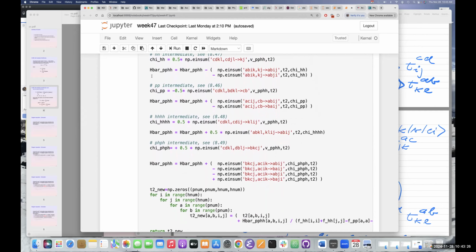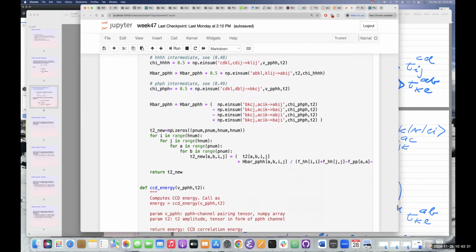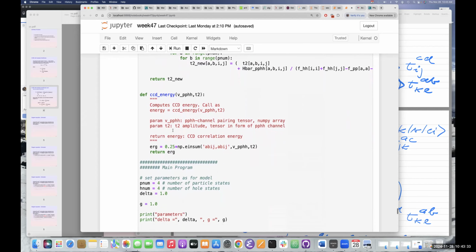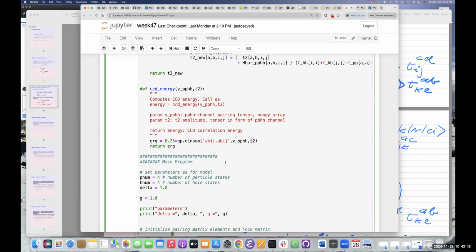We find the similarity transformed Hamiltonian. And with that, when we go down here, we set up the coupled cluster energy, which depends simply on these amplitudes, T, A, B, I, J. And then we multiply this with the matrix elements and then the amplitudes. And we have a factor of 0.25.